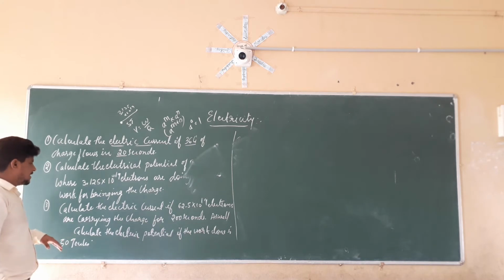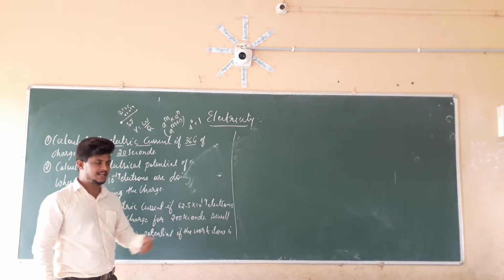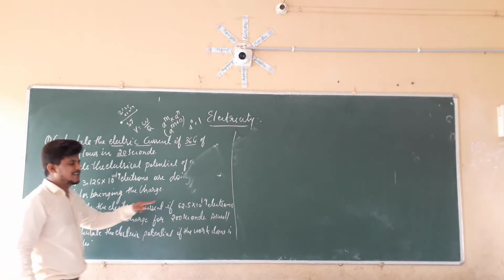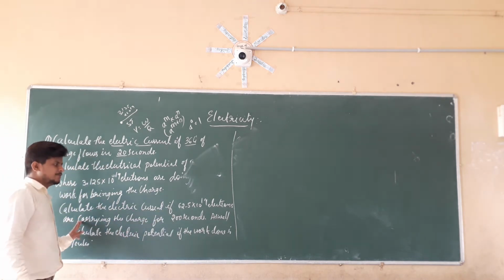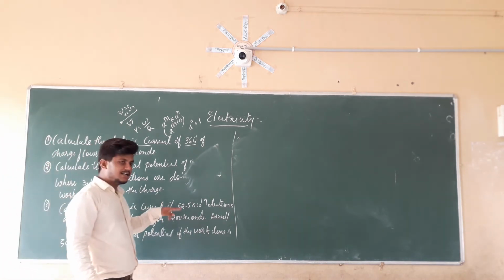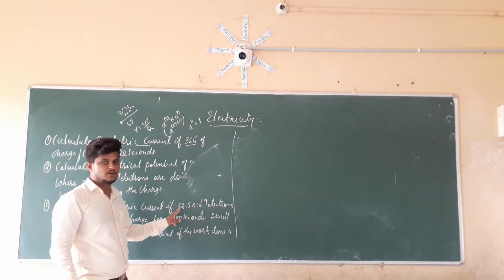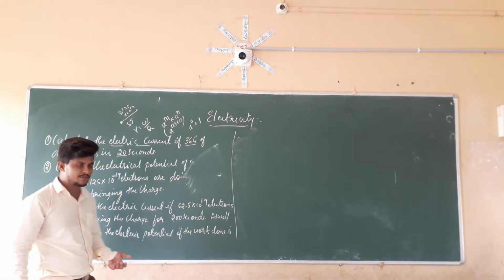In the problem statement they have given the number of electrons as 62.5 into 10 raised to 19 electrons. We have to calculate the electric current if this number of electrons carries the charge for 200 seconds, as well as the work done in carrying that charge by this number of electrons, which is equal to 50 joules. So we have to calculate the electric potential as well as the current.